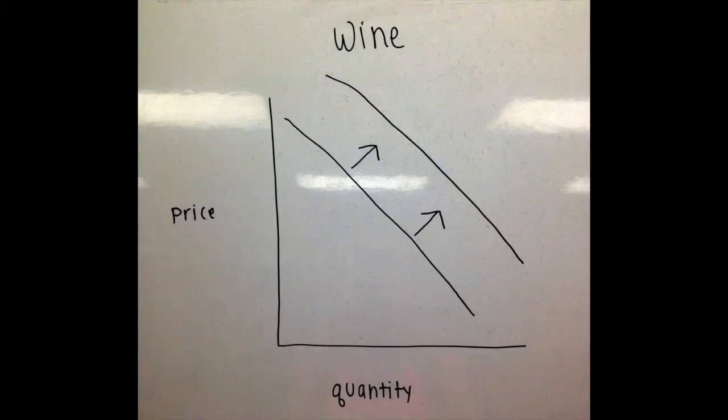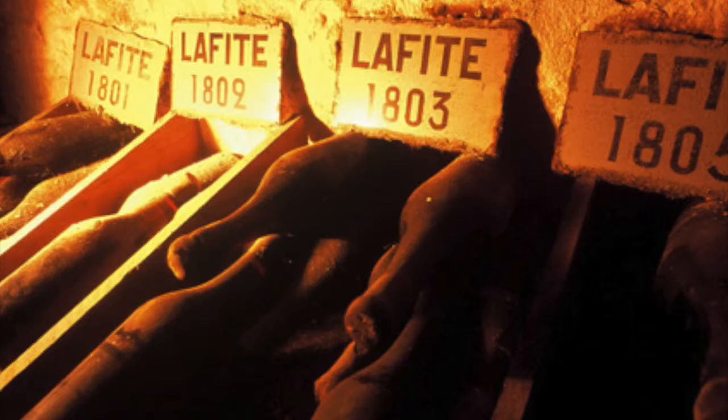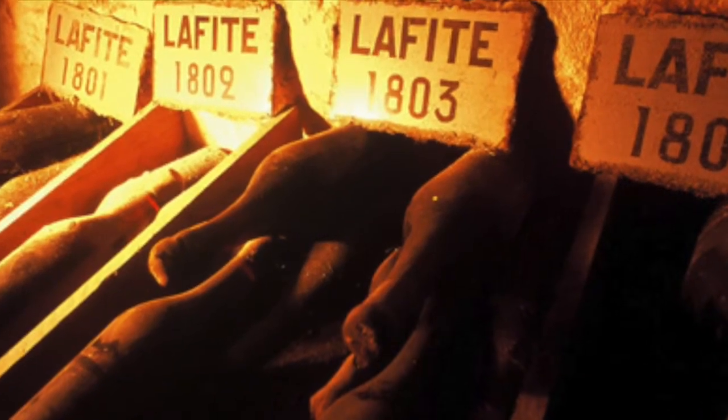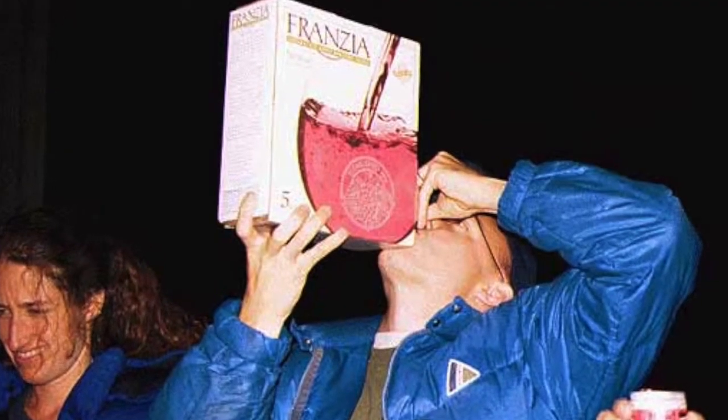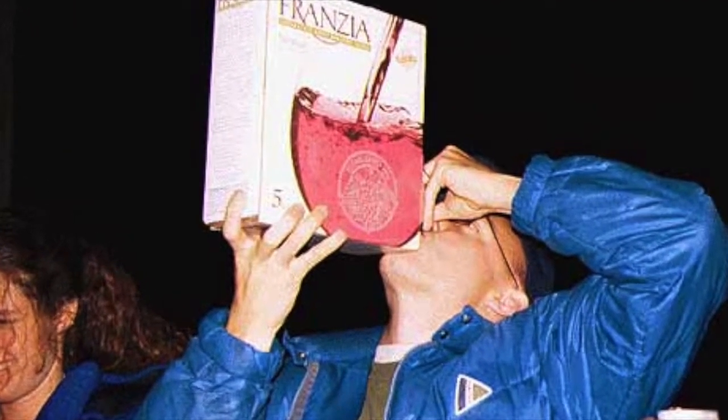A good for which demand increases when income increases is called a normal good. This shifts the demand curve to the right. An example of this would be wine. A good for which demand decreases when income increases is called an inferior good. This shifts the demand curve to the left. An example of this would be Franzia wine.